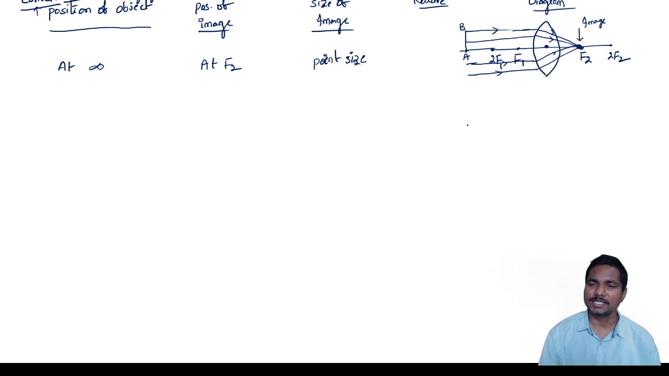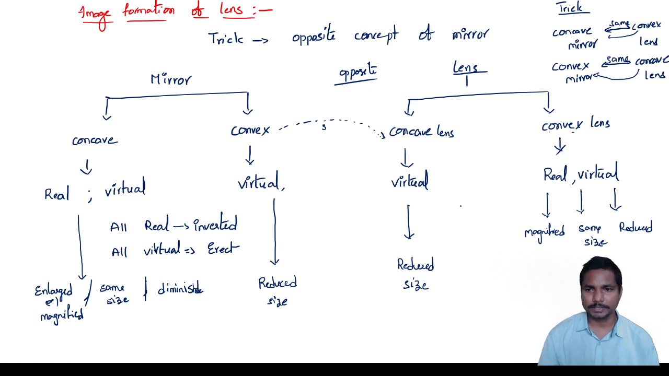We know very well the size is measured as the distance from the principal axis. This is the principal axis now. So the distance from the principal axis is just a point shape. Point size means extremely diminished. Extremely diminished.